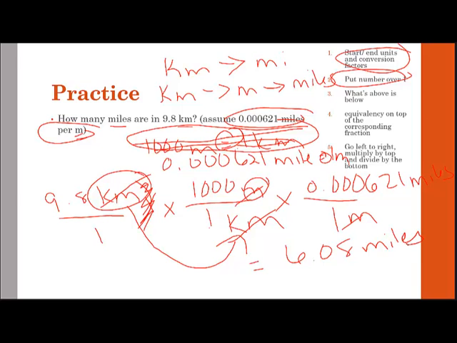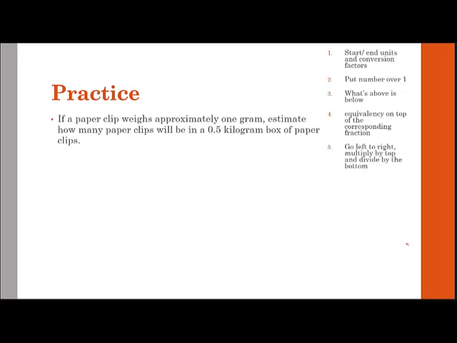Alright, so let's do some where it's not a memorization conversion factor. A paper clip weighs 1 gram. So let's think about the words and what they're trying to tell me. 1 paper clip is equal to 1 gram. Estimate how many paper clips. So I'm looking for the quantity of paper clips. So paper clip will be on the top of the last line.